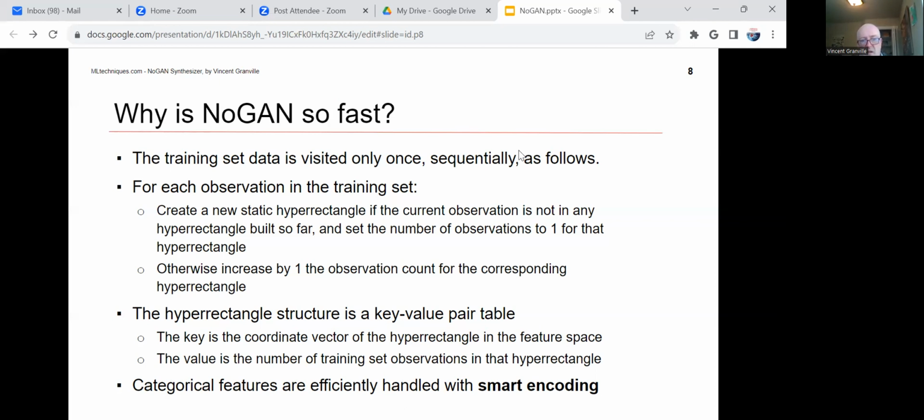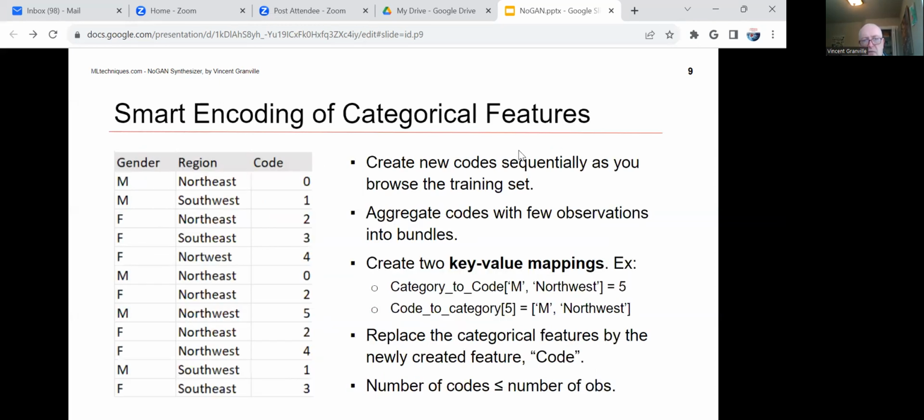The next points in that slide are a little bit technical, and I don't have that much time left, so I'll be switching to the next slide, which explains some of the features that make it fast and work quite well. One is how it handles categorical features, to make a blend of numerical and categorical features.